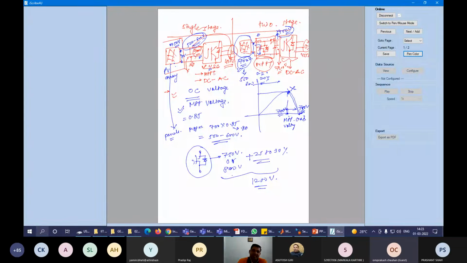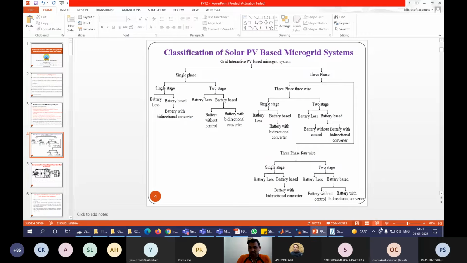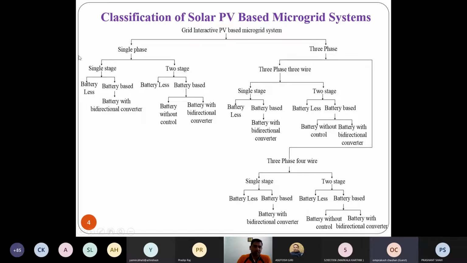If you are a power system person, you can look into these systems from a power system aspect. If you are a power electronics person, you can select that. I'm a power electronics person, so I'm looking at this system through the power electronics way: how we can improve the efficiency through power electronics only. Okay. So this way we have categorized these systems in two basic parts.